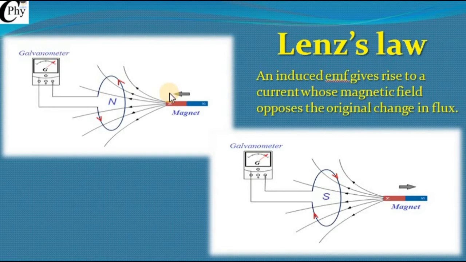Similarly, if you move the north pole of the magnet away from the coil, the magnetic flux decreases. And so the direction of the induced current will be clockwise to produce a south pole on the surface which is facing the north pole.